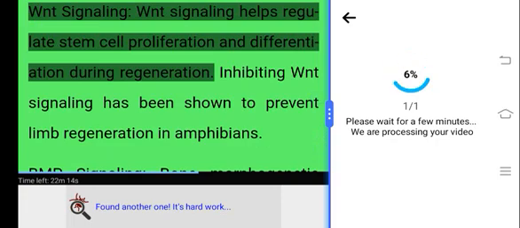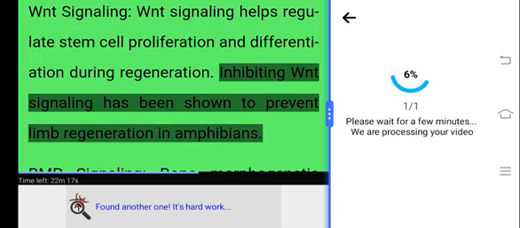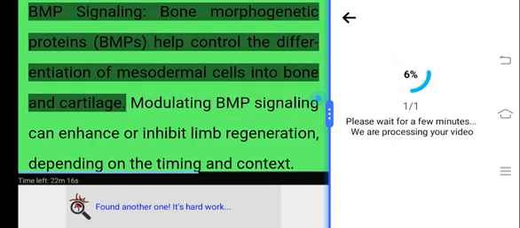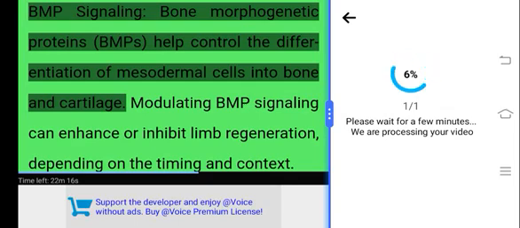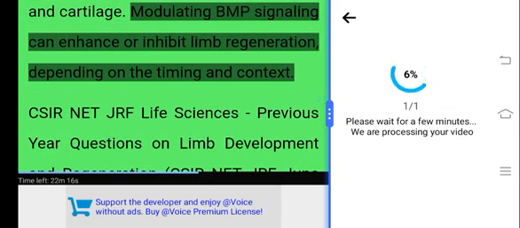WNT signaling. WNT signaling helps regulate stem cell proliferation and differentiation during regeneration. Inhibiting WNT signaling has been shown to prevent limb regeneration in amphibians. BMP signaling. Bone morphogenetic proteins, BMPs, help control the differentiation of mesodermal cells into bone and cartilage. Modulating BMP signaling can enhance or inhibit limb regeneration, depending on the timing and context.